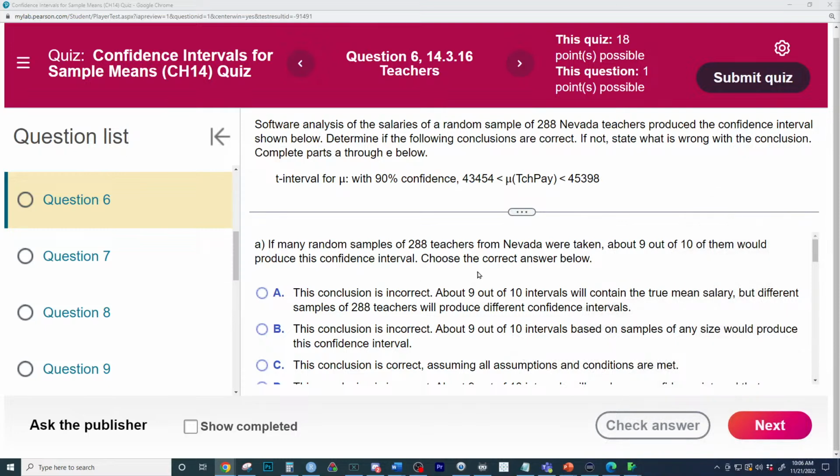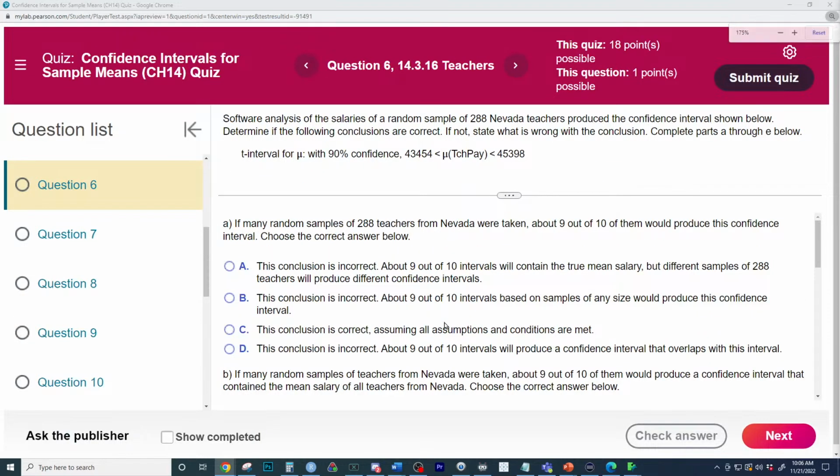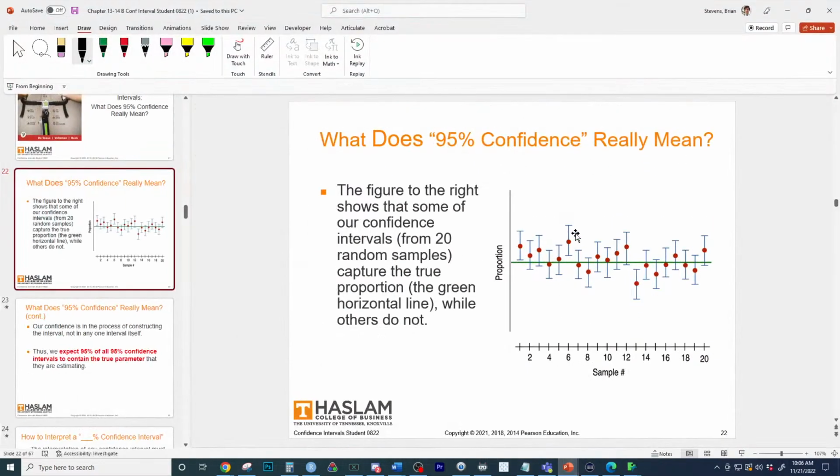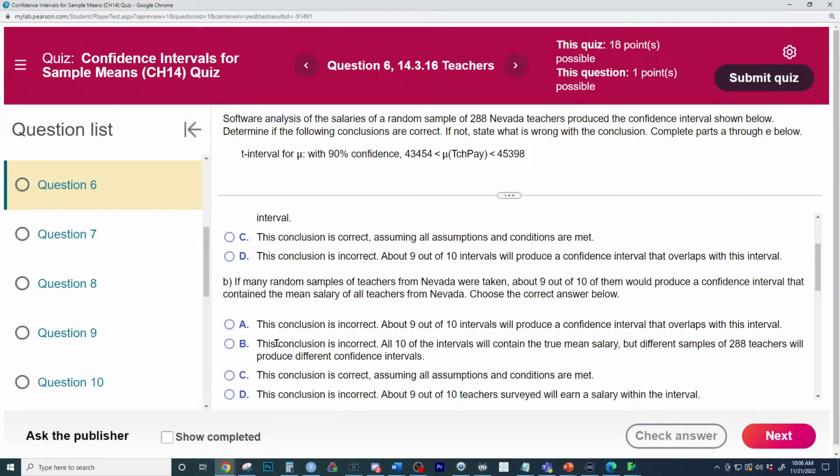If many random samples of 288 teachers from Nevada were taken, about 9 out of 10 of them would produce this confidence interval. No, it would produce confidence intervals that contain the truth. The conclusion is incorrect. About 9 out of 10 confidence intervals will contain the true mean salary, but samples of 288 teachers will produce different confidence intervals. Different random samples will produce different random confidence intervals, and about 90% of them will contain the truth. It won't produce the same confidence interval. About 90% of 90% confidence intervals contain the truth.